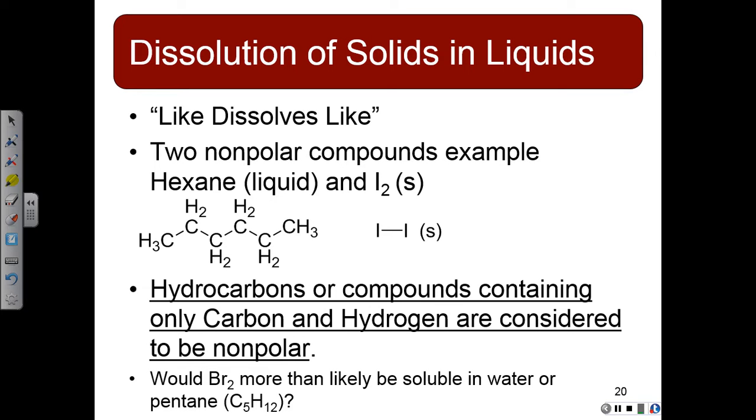So if we look at that bond, if my hand and this are both bromine, does one pull harder than the other? No, they pull the same. So they share equally, meaning there's no electronegativity difference. And remember, polarity is based on electronegativity, so it's nonpolar. There's no shift in electrons. Okay, so pentane is another hydrocarbon, so bromine would be soluble in that.